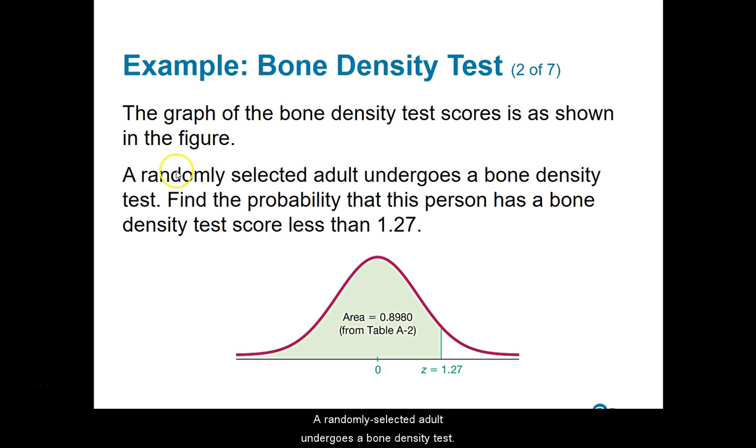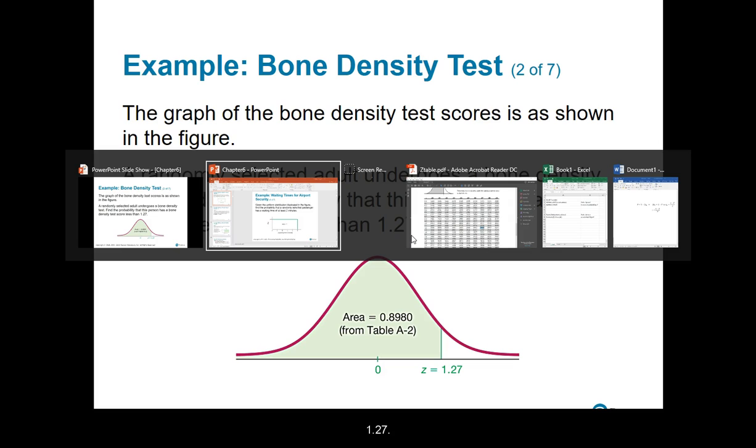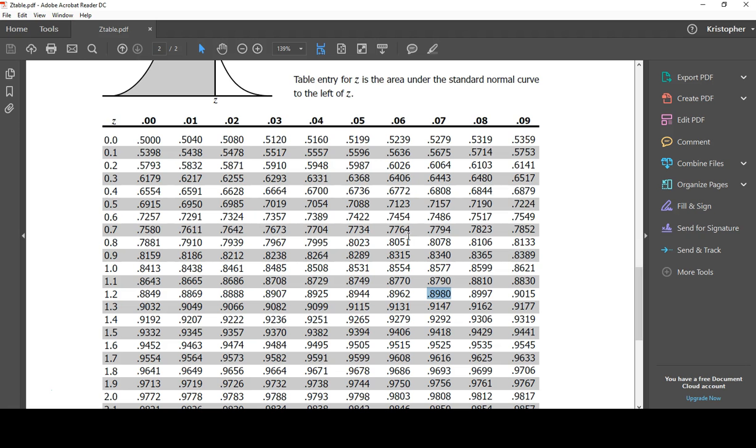Right. A randomly selected adult undergoes a bone density test. Find the probability that this person has a bone density test score of less than 1.27. So we have a Z-score that's equal to 1.27. And we can go over to our Z-score table here, and I've already highlighted it.